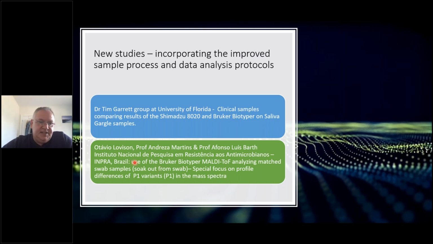But I'm very excited about this study, starting with Tavio, Andreas and Alfonso immediately in Brazil, where we're using the Bruker Biotyper and analyzing swab samples which they have sequenced, which are positive and had high CT values. We're going to look at, A, how we can pick up the P1 variant, if it's very different, and also how well this can impact on saving lives, essentially, in Brazil.